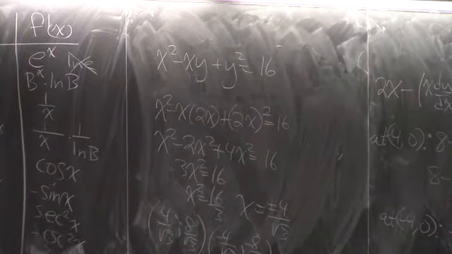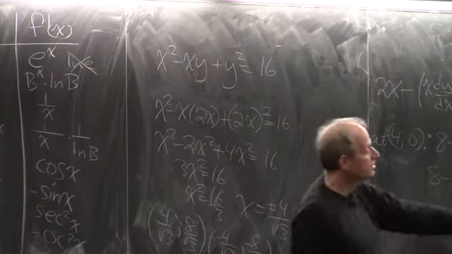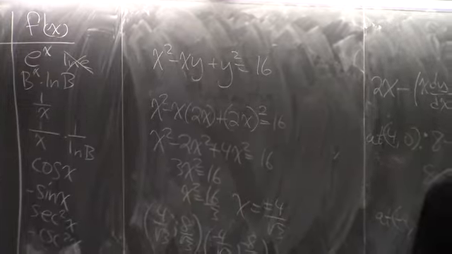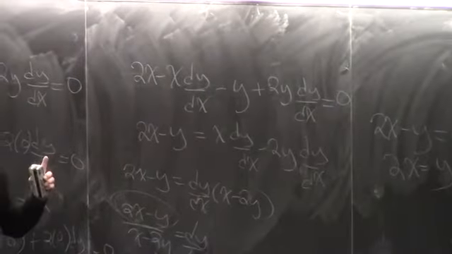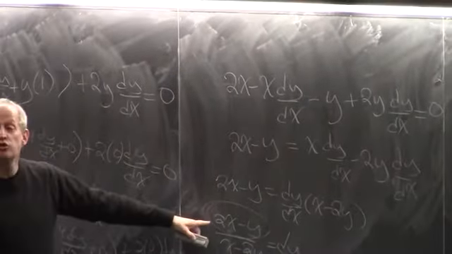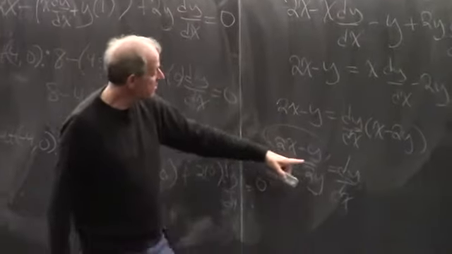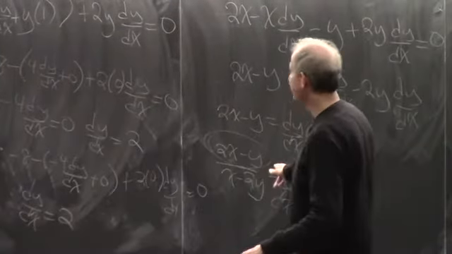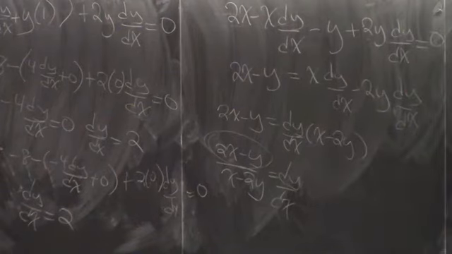Okay? Yes? How do I get 2x − y is 0? The derivative is this: (2x − y)/(x − 2y). A rational expression is 0 when the numerator is 0. So I have to take the numerator of this, 2x − y, and set it equal to 0. Just that.